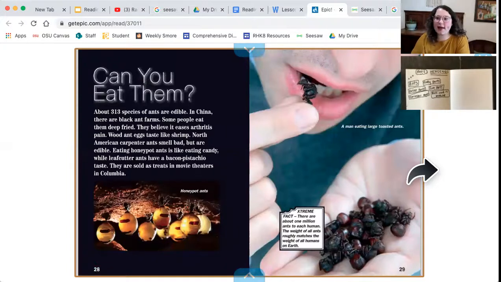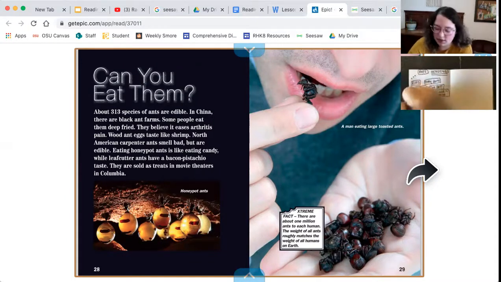Can you eat them? Is that one the same or different from the other headings that we've seen before? Is it the same or different? Yeah, I think that one's different. That's a different one than we've seen before. Can you eat them?